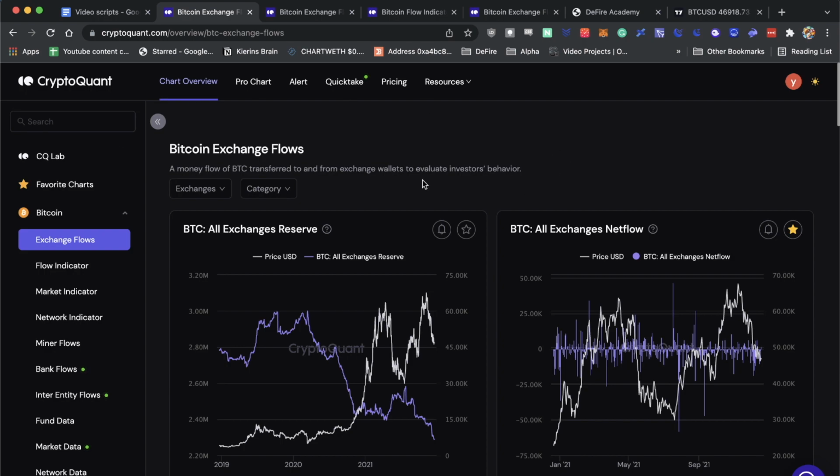Here under the Bitcoin exchange flows, you can drill down to the specific exchanges, and you can see how many BTC are going onto the exchanges and out of the exchanges. You can also see the net flow, which is basically the inflow subtracted by the outflow of BTC. If the net flow is positive, that means more BTC is going onto the exchanges than going out of the exchanges. That is extremely important because if there's more BTC on exchanges, the selling pressure can be a lot higher. That means in the near future, the price could drop quite a bit.